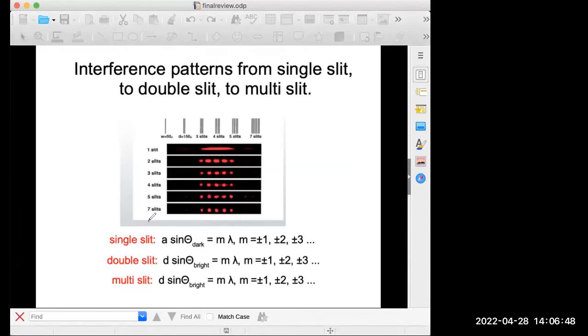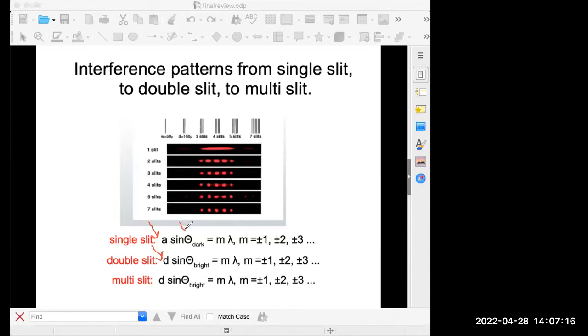In the single slit case, this A is the slit width. So that's important. For the single slit diffraction, A is the slit width. In the other two cases, this D here is the spacing between the slits. That's the slit separation. So that's one difference.